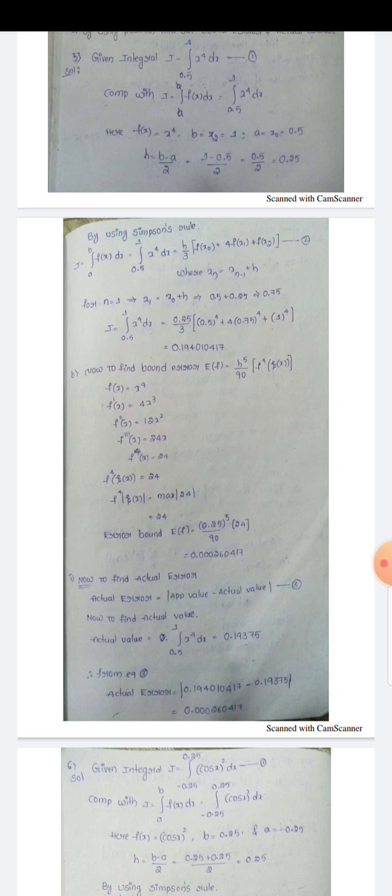Error bound EF equals h power 5 by 90 into f power 4 at xi of x, which equals 0.25 power 5 by 90 into 24, which equals 0.30260417.